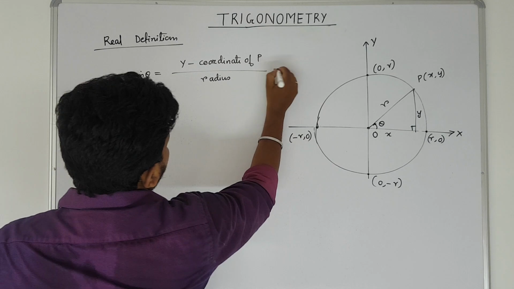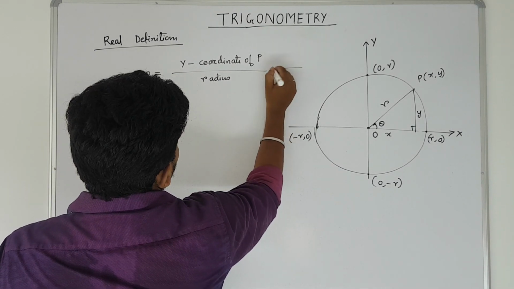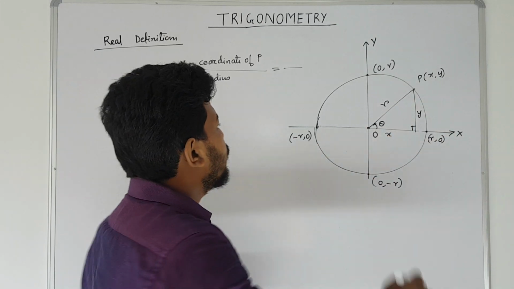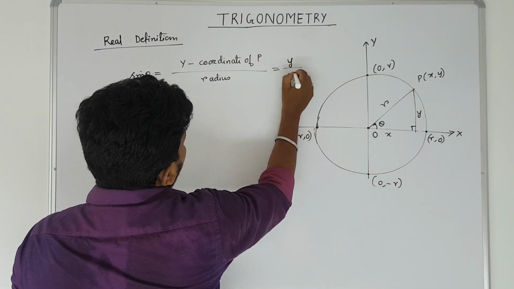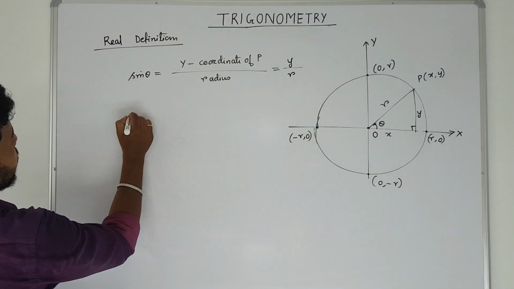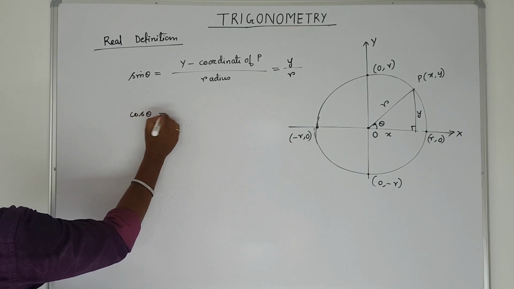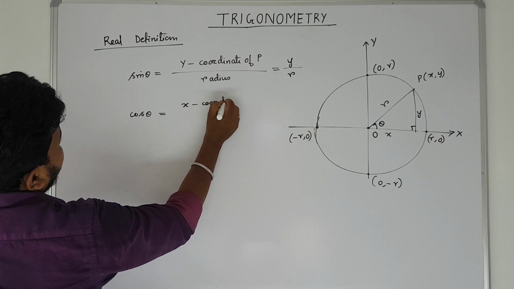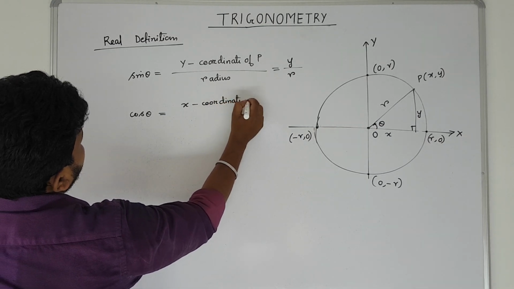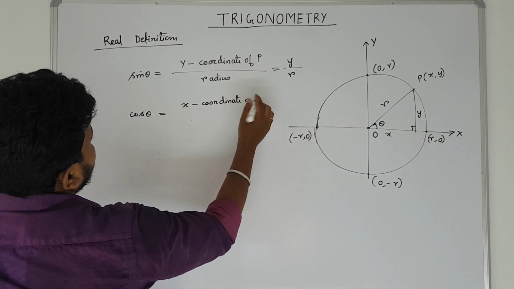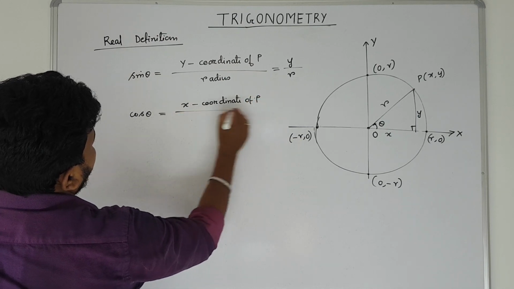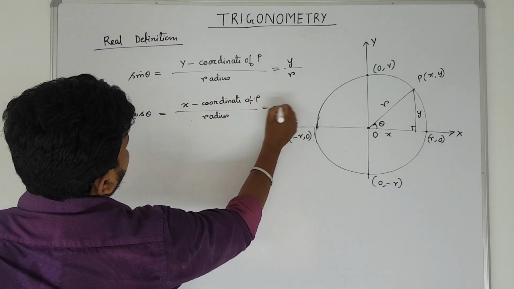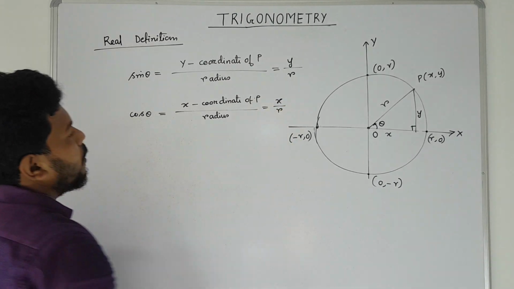That is, for this point P, the y coordinate is small y, so sine theta will be y by r, and cos theta is equal to the x coordinate of point P by the radius, that is x by small r.